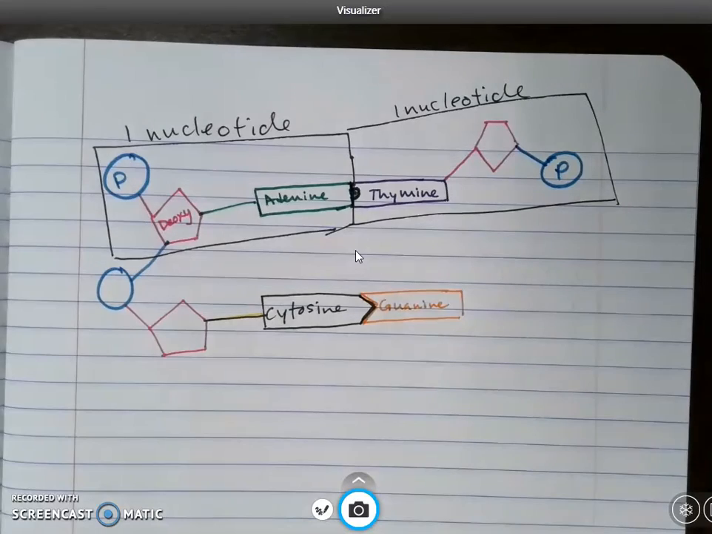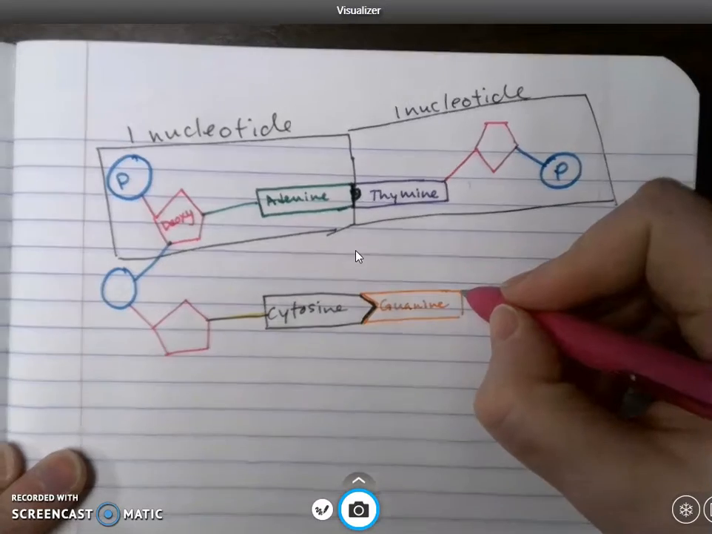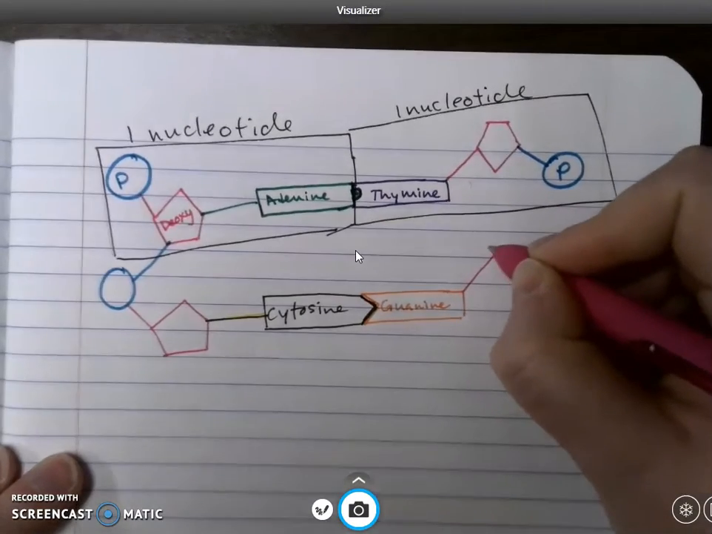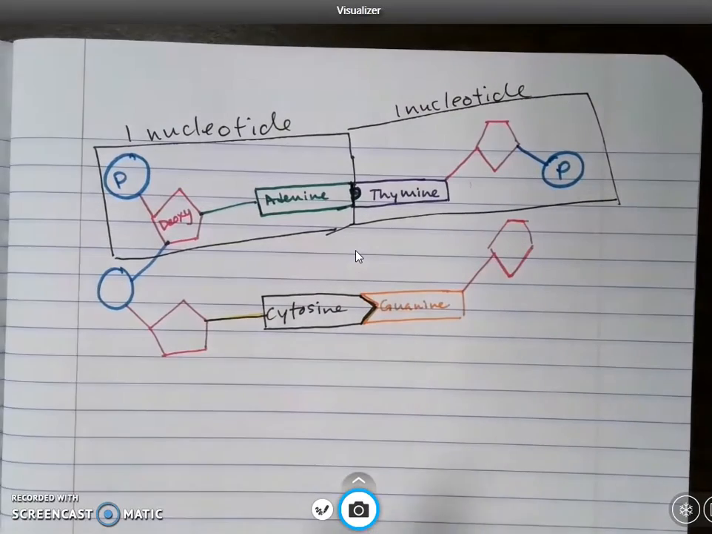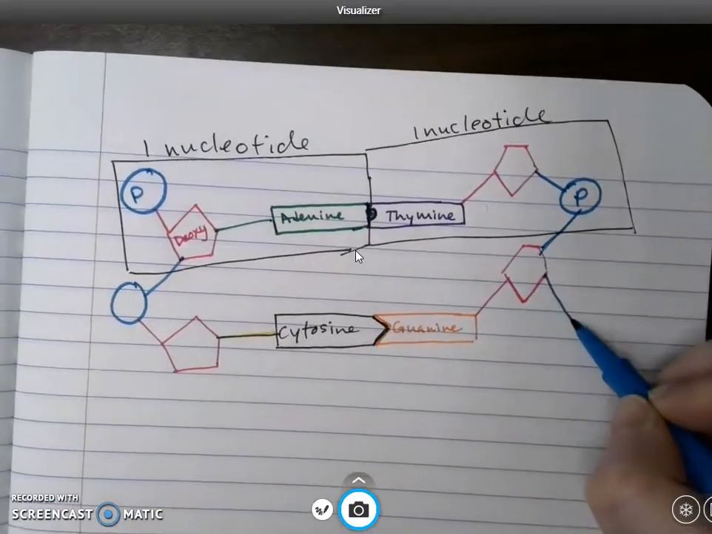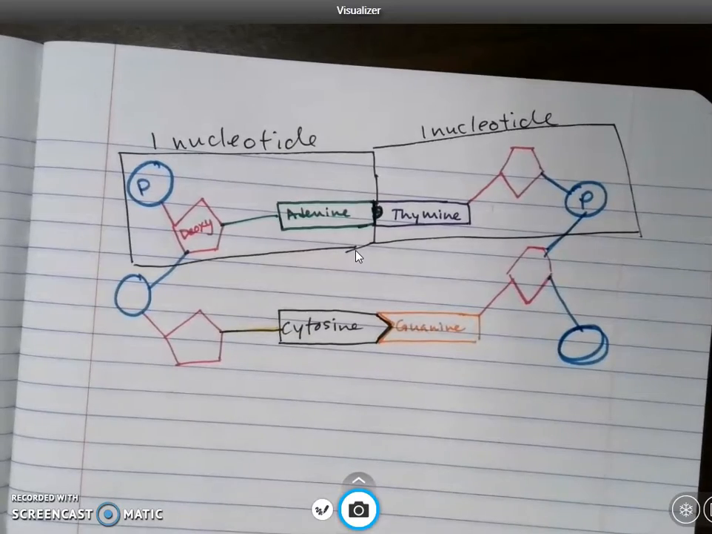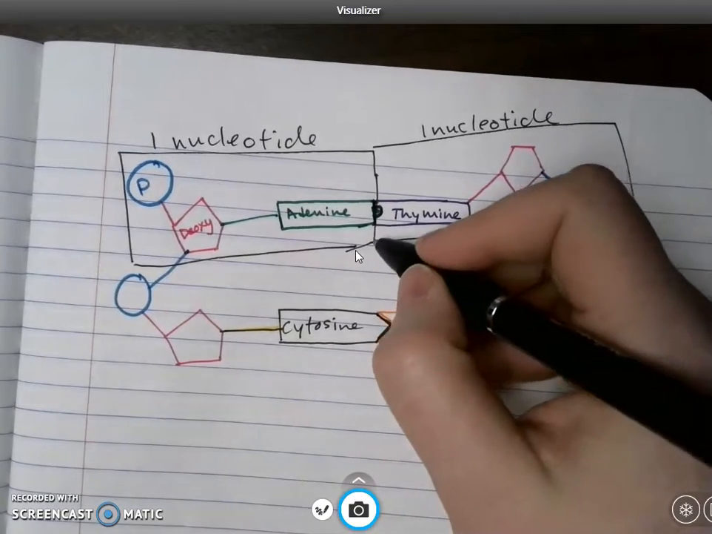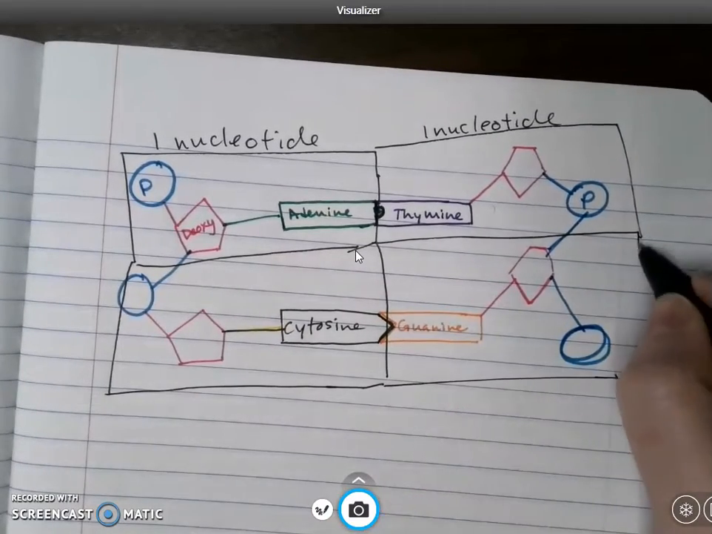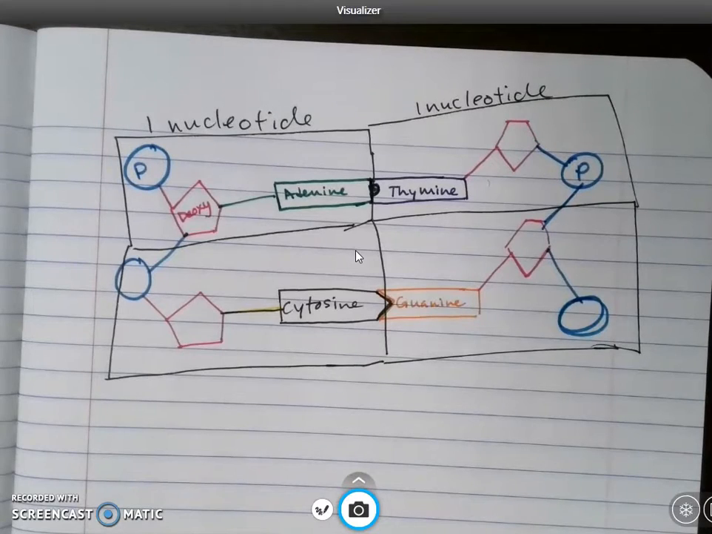Guanine is then bonded to a deoxyribose. This pentagon is not going to be great, guys. Sorry about that. It's bonded to this phosphate here and to another phosphate. Once again, each one of these is a single nucleotide. So here we have a nucleotide, and here we have another nucleotide. So we have the 4 possible nucleotides represented here.